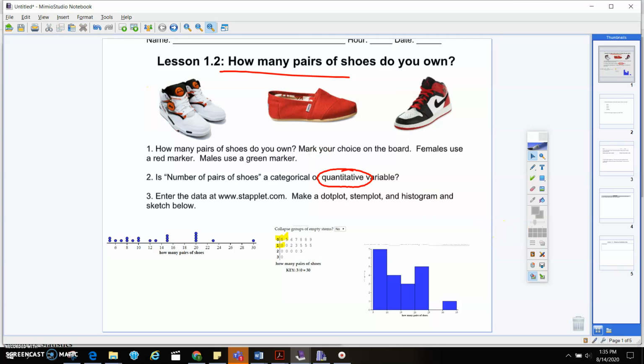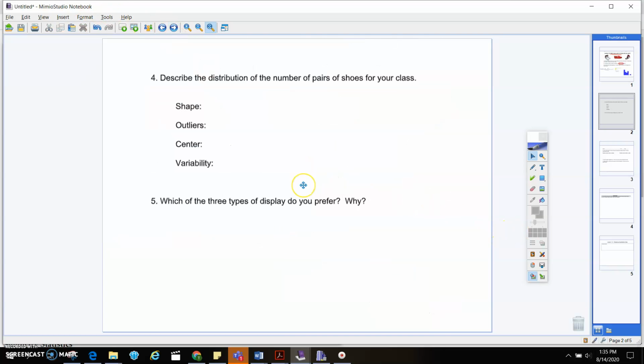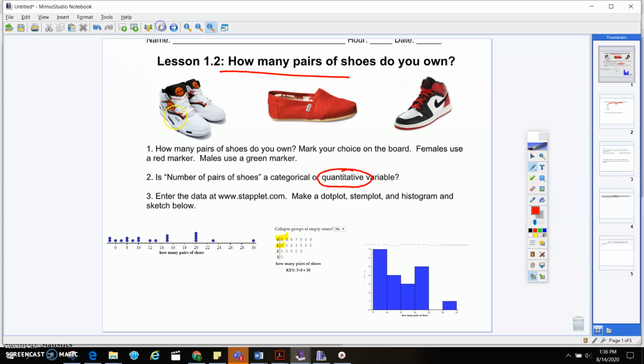Fantastic. All right. So then on number 4, it says describe the distribution of the number of pairs of shoes for your class. When I ask for shape, it's talking about, is it skewed left or right? Is it symmetric, etc.? And in this data in particular, I would say that this is kind of skewed right. If I shoot my little line, we got this tail going way over here. I would say that this is skewed right.